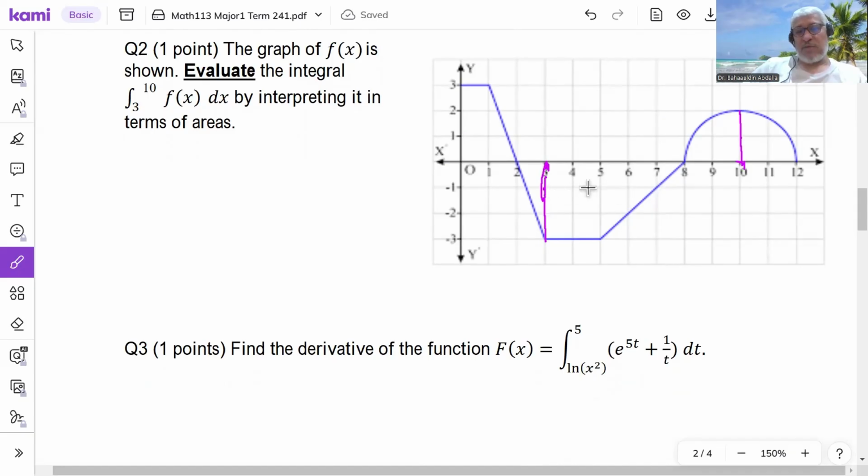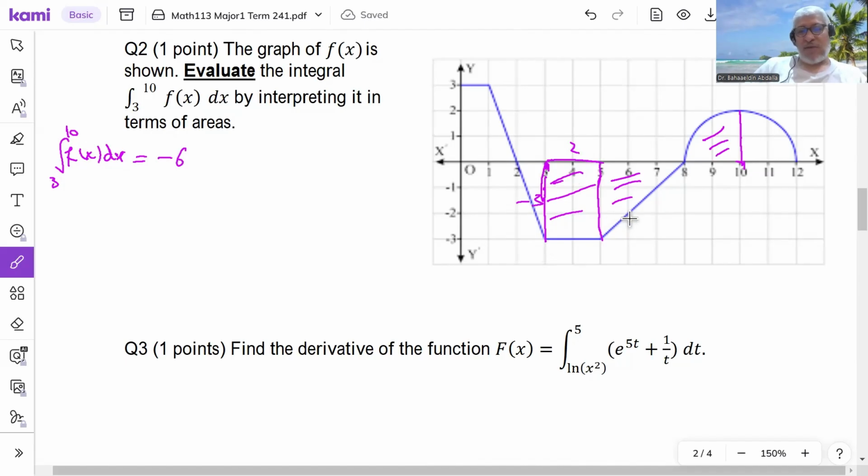This area, you can find it in one rule, area of a trapezoid. But if you like, you can make it two areas. So the area of the rectangle plus the area of the triangle plus the area of half a circle. But these two areas would be negative. So the integral from 3 to 10 of f of x dx would be equal to the area of the rectangle. Well, the area of the rectangle is the width times the height. The width is 2, the height is negative 3 because it's down, so negative 6. This is the area of the rectangle.